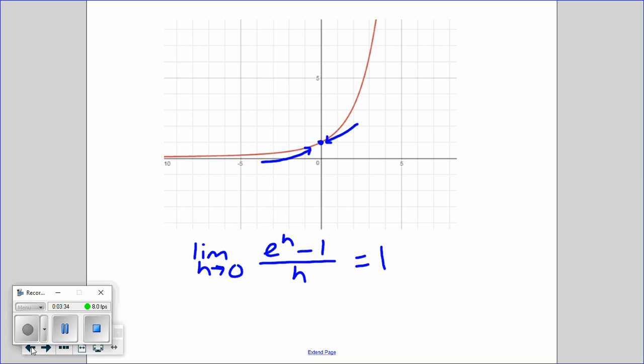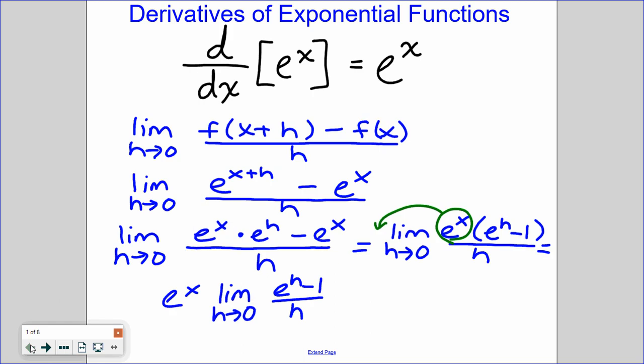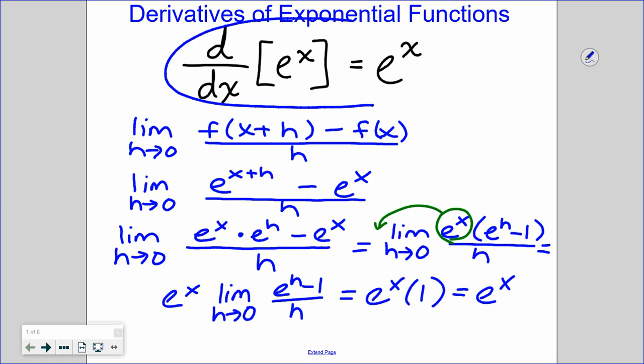And so that means we can go back to the previous slide. And this will just end up being e to the x times 1, since that limit we know equals 1, and so that's just going to equal e to the x. Okay, so that's how we get our new derivative rule, that the derivative of e to the x is e to the x. Now you just need to remember that rule. I was just showing you where it comes from, and it just comes from the definition of the derivative.